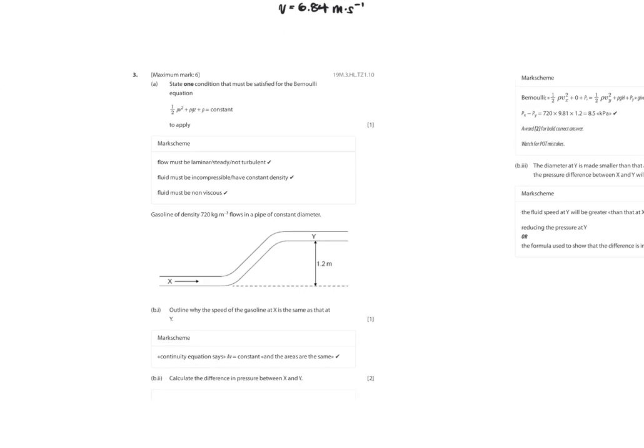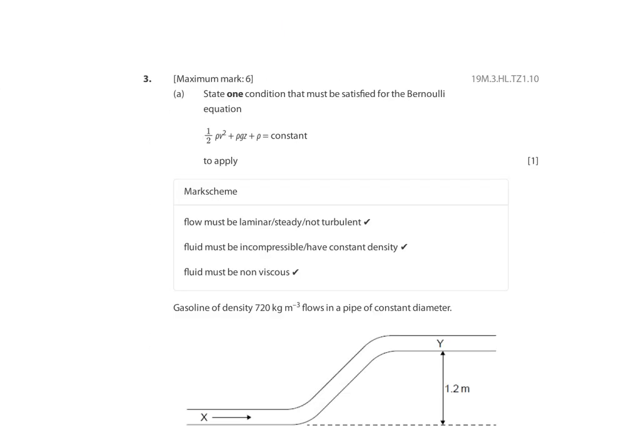So now we're on number 3. It says a condition for the Bernoulli equation to apply. The Bernoulli equation only applies for ideal fluids. Well, what characterizes an ideal fluid? They are steady laminar flow, they are incompressible, and they are not viscous. So one of those 3 things that makes an ideal fluid, that's the condition for Bernoulli to apply.